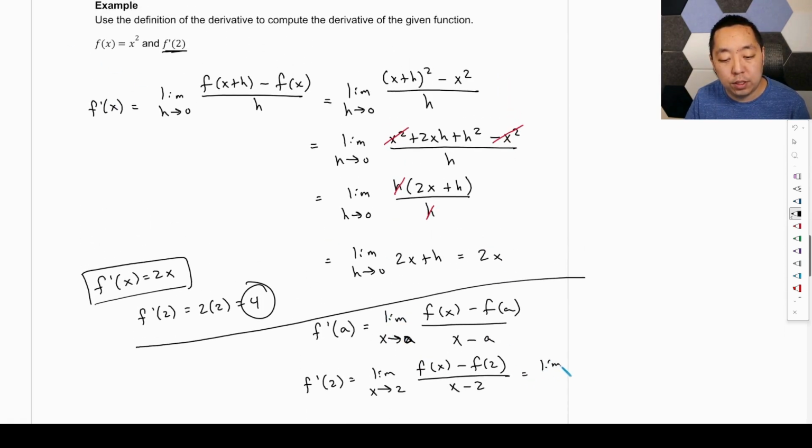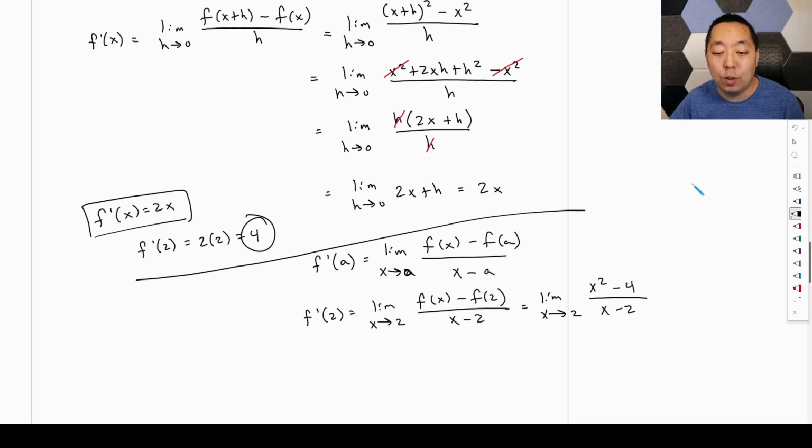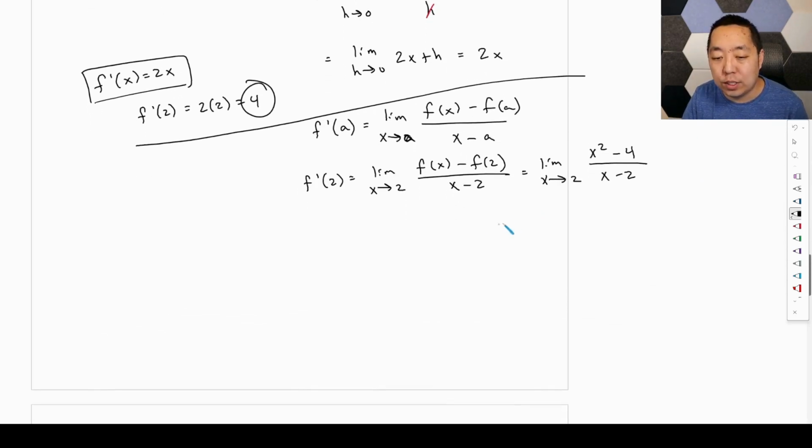So we're going to do the limit as x approaches 2. This is going to be x squared. What's f of 2? Plug 2 into here. 2 squared is 4. Minus 4 over x minus 2. Notice this looks very similar to what we did in Unit 1, which is one of the reasons you could use this one, because it looks very similar to the kind of limits we did previously. This one we factor, right? X plus 2, x minus 2 over x minus 2. That'll cancel. And then plug 2 into there, we get 4.